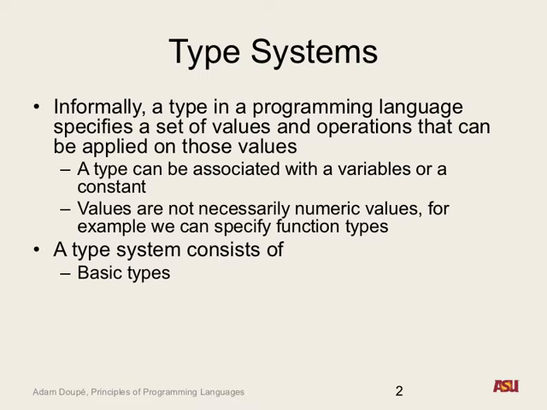Right? So every type system has basic types. You have to have some building blocks. So what are some of the basic types of, let's say, C? Int. Char. Character. Float. Double. Long, Boolean.